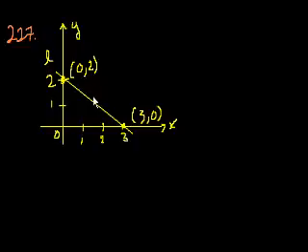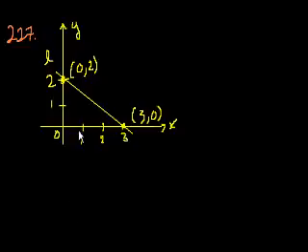GMAT problems. So problem 227. In the coordinate system above, which of the following is the equation of line L? They didn't put this 2 here and this 3 here, but from the drawing you can assume that this is the point x is equal to 3, and this is the point x is equal to 2. And then, frankly, you need that information to figure out the equation of this line.